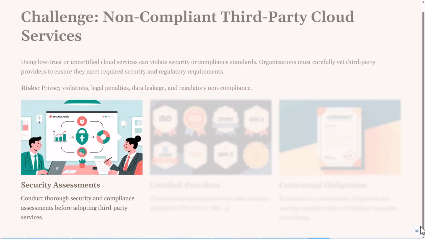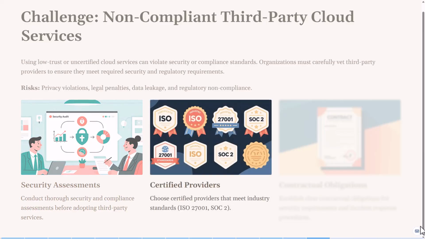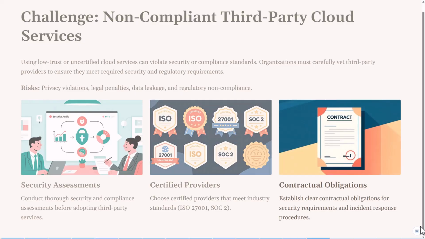Some solutions are to check and test third-party services carefully before using them to make sure they are safe and follow the rules. And choose services that have official security certifications like ISO 27001 or SOC 2. And make clear contracts with providers that explain their security duties and how they respond to problems.